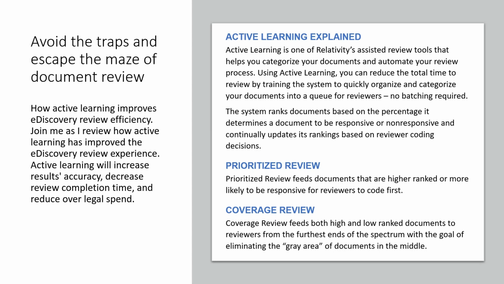Now, the other type of review that we talk about on a regular basis is a coverage review. A coverage review, as compared to a prioritized review, does just the opposite. It is feeding you both highly ranked and lowly ranked documents. You'll hear me use this term a couple of times across this 30 minutes. High-ranked documents refer to documents that are likely seen as responsive. Low-ranked documents are documents that are seen as highly likely to be non-responsive. Everything in that middle area, or as we like to call it, the gray area, are those documents that the system is not able to classify yet.